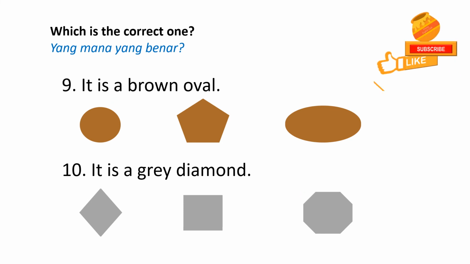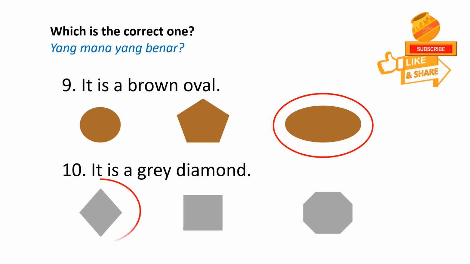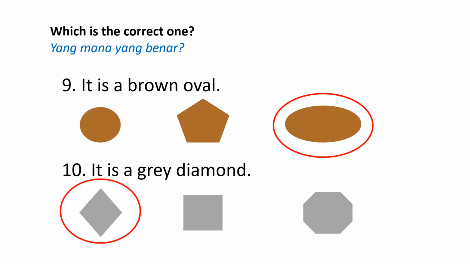Number 9. It is a brown oval. Which is the correct one? The correct one is this one here, the one on the right. Number 10. It is a gray diamond. Which is the correct one? The correct one is this one here, the one on the left.